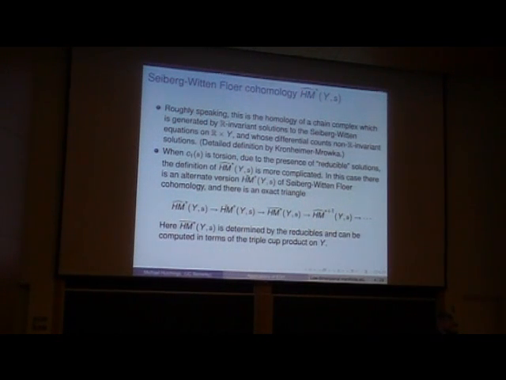Now if c_1 of the spin-c structure is torsion, so that means c_1 of this oriented 2-plane field is torsion, there's a fundamental difficulty in defining this theory because of reducible solutions, which are solutions where the spinor is identically 0. So the configuration space of pairs of connection and spinor modulo gauge transformation is not smooth there. To deal with this, there are sort of two different ways, and that leads to two different variants of Seiberg-Witten Floer homology.